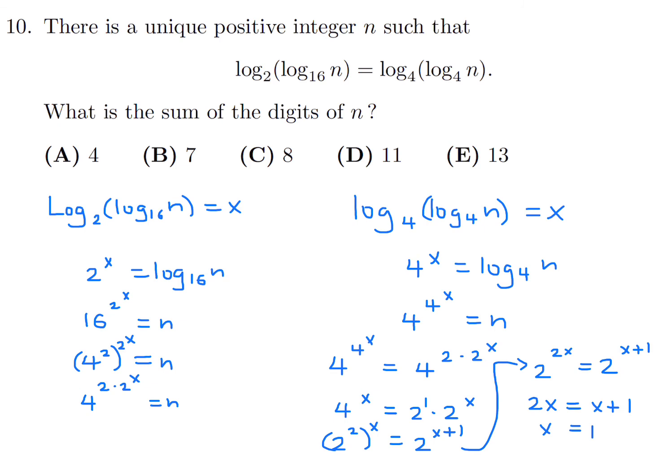And when we do, we get n is equal to 4 to the power of 4 to the 1. And that means that's just 4 to the power of 4, which is 256. And they want the sum of the digits of n, so that's going to be 2 plus 5 plus 6, and that is 13. So number 10, the answer is E.